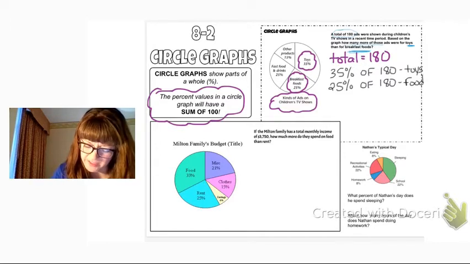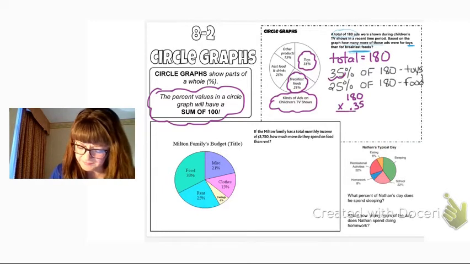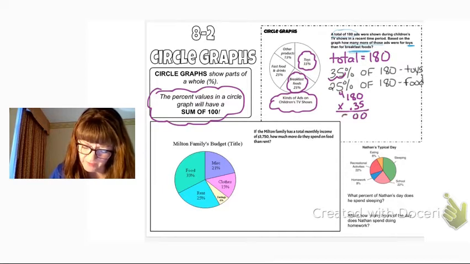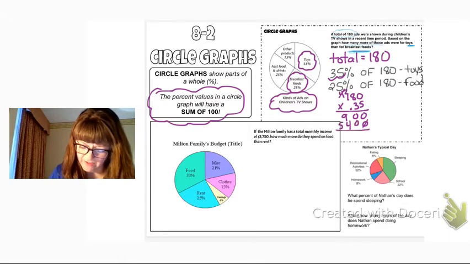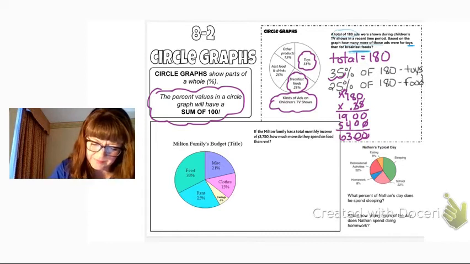So 35% of 180, so 180 times 35 hundredths. 5 times 0 is 0. 5 times 8 is 40. 5 times 1 is 5 plus 4 is 9. Move over. 3 times 0 is 0. 3 times 8 is 24. 3 times 1 is 3 plus 2 is 5. And then we'll add. So 63 ads were for toys.